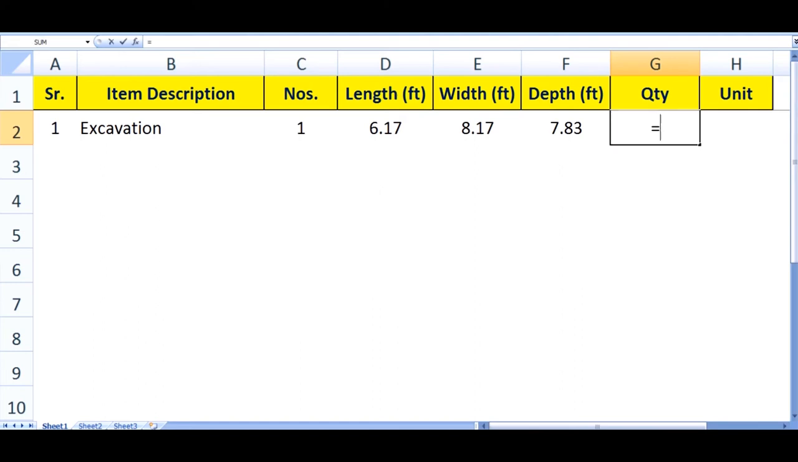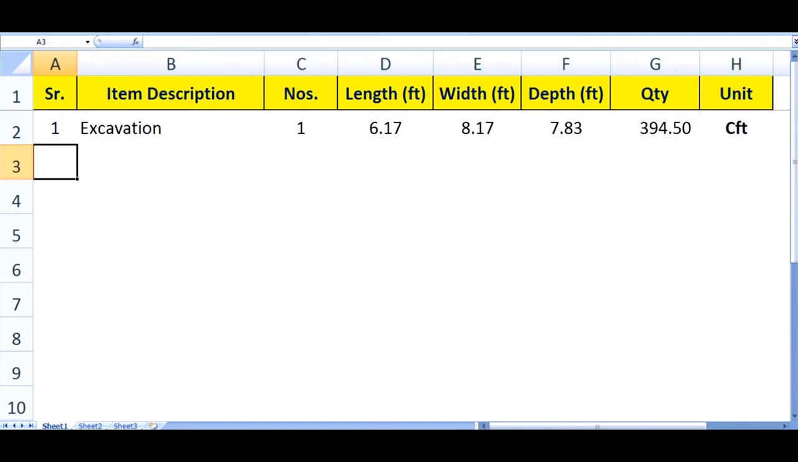Now multiply these quantities. These are all quantities. Multiply to get the quantity of excavation. Here the quantity of excavation is 394.50 CFT.